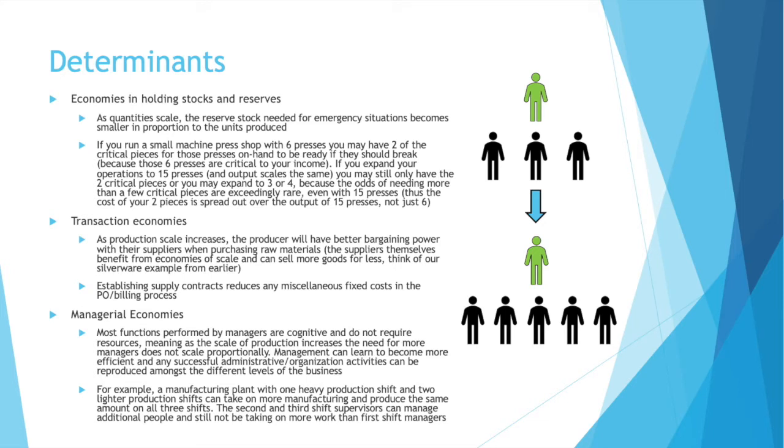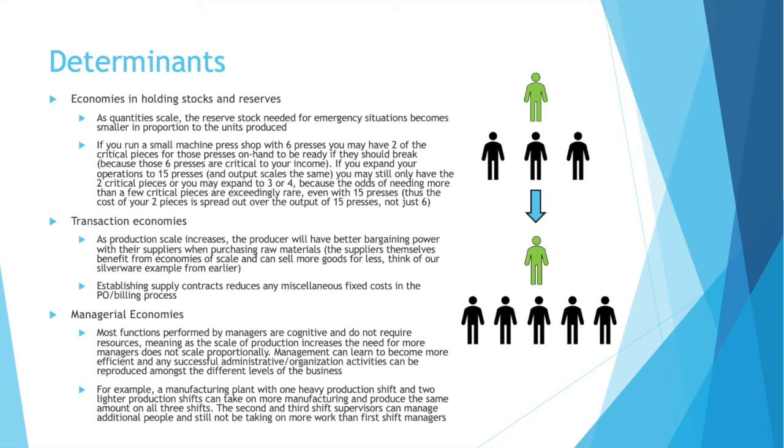As quantities scale, the reserve stock needed for emergency situations becomes smaller in proportion to the units produced. Think about if you run a small machine shop that has 6 presses. You may have 2 of the critical pieces for those presses on hand to be ready in case some of the presses break.